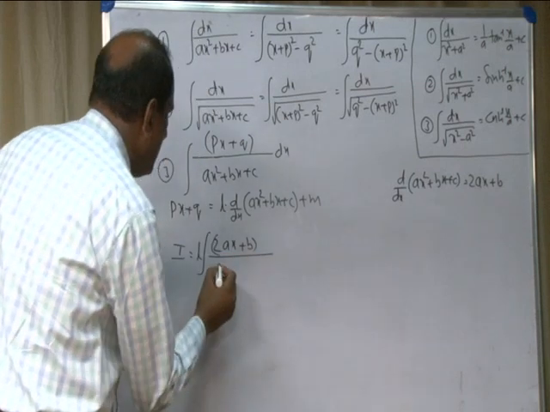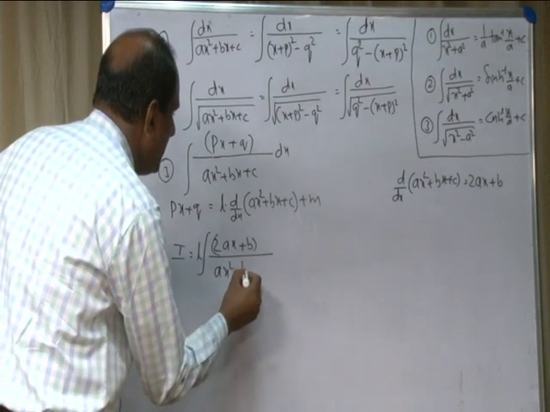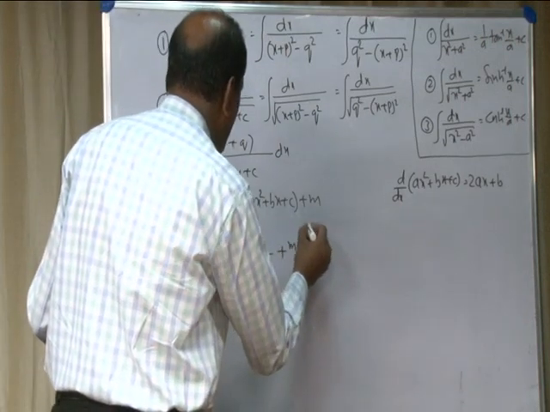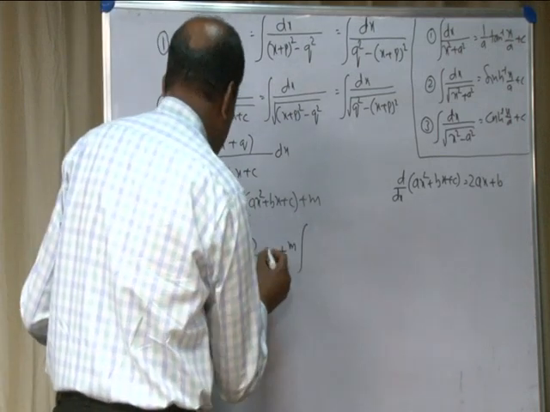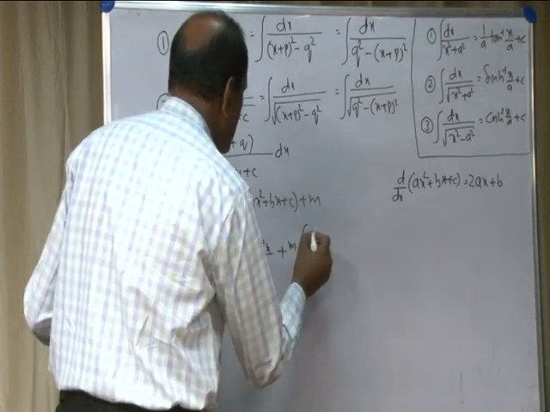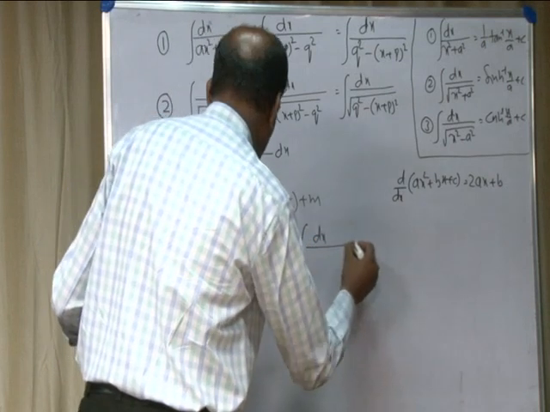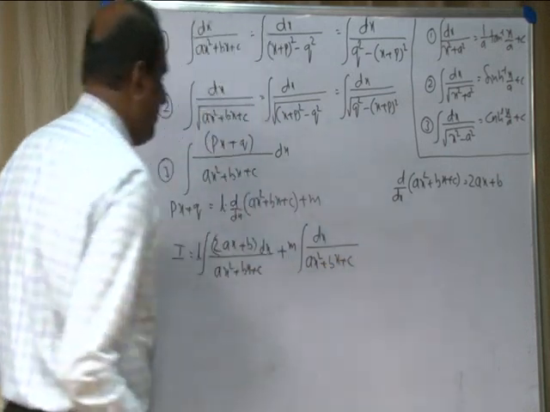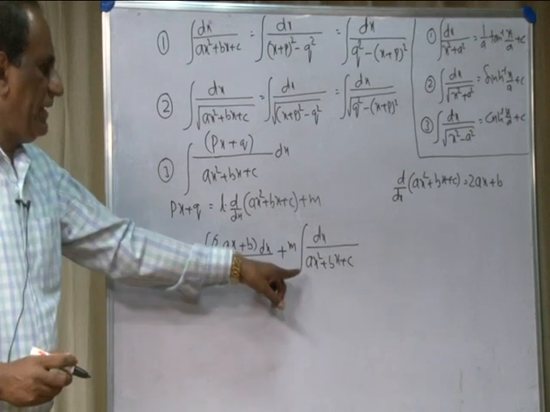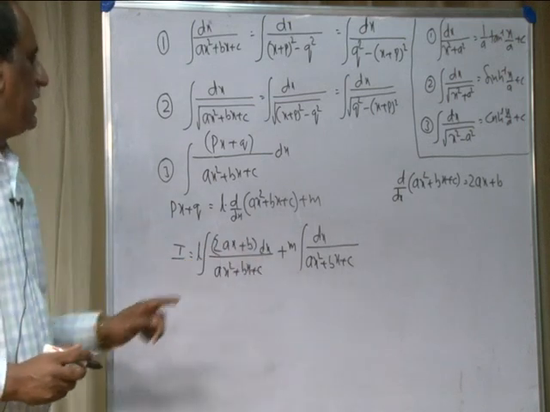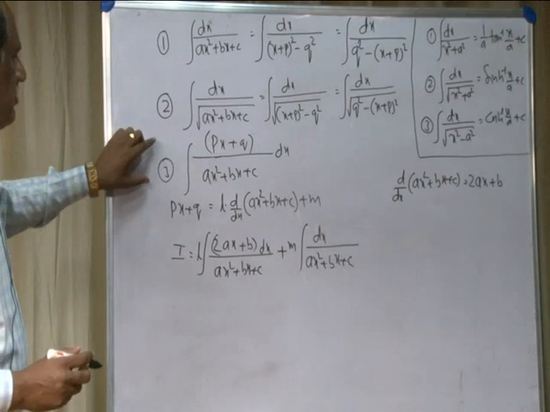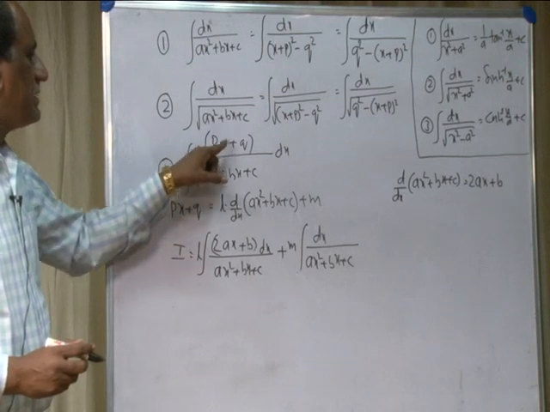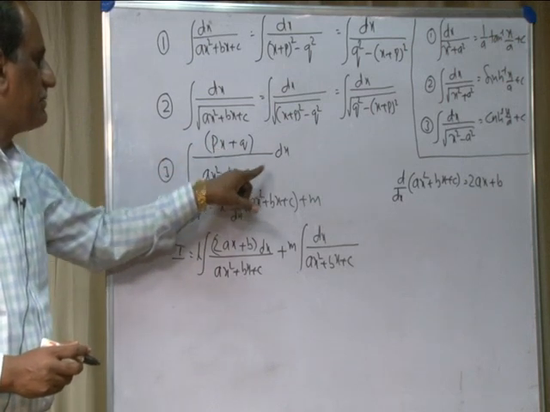divided by denominator Ax square plus Bx plus C, again plus M into dx, variable of integration, dx divided by Ax square plus Bx plus C. See here, there are two integrals after finding the values of L and M. So, this is the procedure to integrate any integral in the form integral of Px plus Q divided by Ax square plus Bx plus C dx.